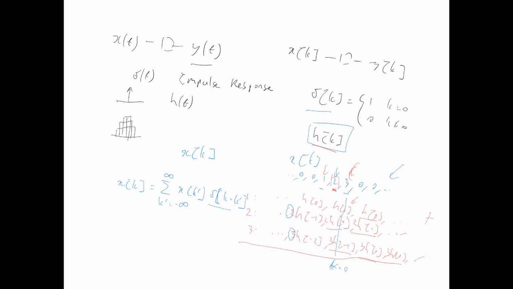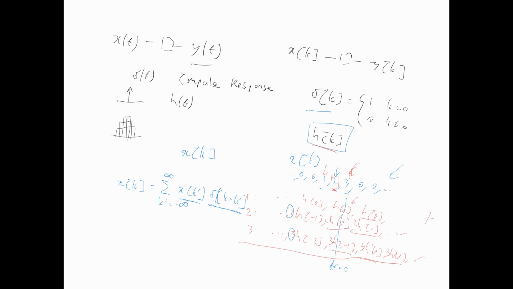So you see, if k prime equals 0, this means that I'm going to have my delta function here firing at time 0, and it will have magnitude x of 0. If k prime is equal to 1, my delta function here is going to fire at time k equals 1 with a magnitude of x of 1. So this expression here just gives me my input sequence as an infinite sum of delta functions.